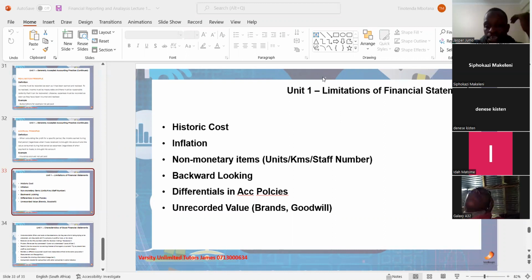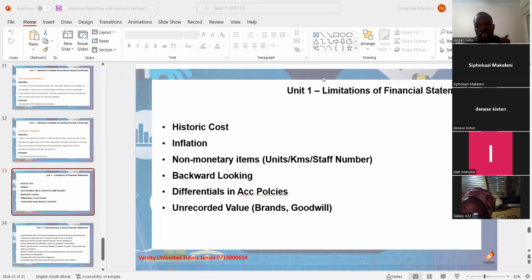Then non-monetary items. There are certain things that are not recorded in the financial statements. The number of people working at a company, the kilometers that you drove at the company, the number of units that you actually sold, all of those things are not recorded in the financial statements. Because remember, we want things that are monetary. If it's not monetary, it's not in the financial statements because of the measurement concept that we talked about. So that's another limitation in terms of the financial statements, right?